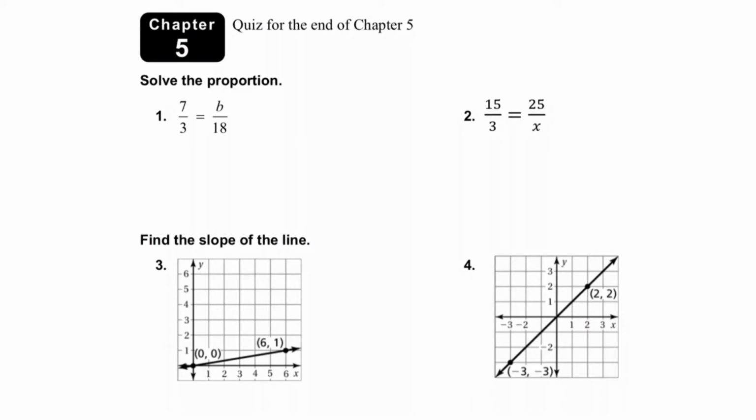Okay, so this is the Chapter 5 end quiz. It's not over the whole chapter, so it's not really a test, but it is the end quiz because it's over the second half of the chapter. For numbers 1 and 2, you're supposed to solve the proportion.